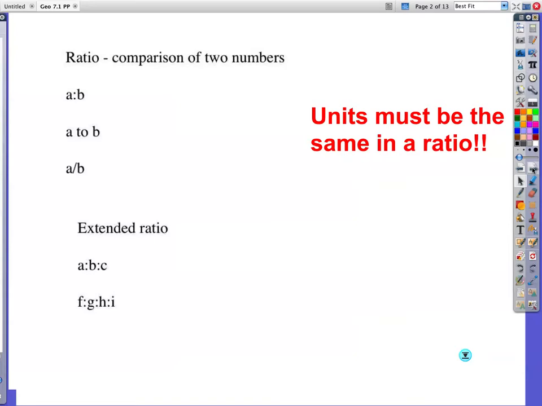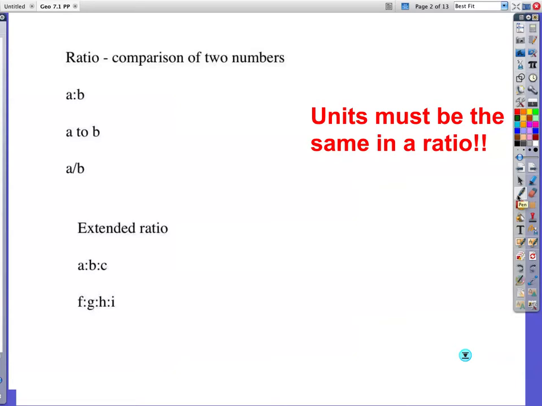So if you are going to compare two different things, like an inch to two feet, you would have to convert either the feet to inches or the inches to feet, and then break down your number so that you can get rid of the label, basically. All right, with that said, let's go ahead.